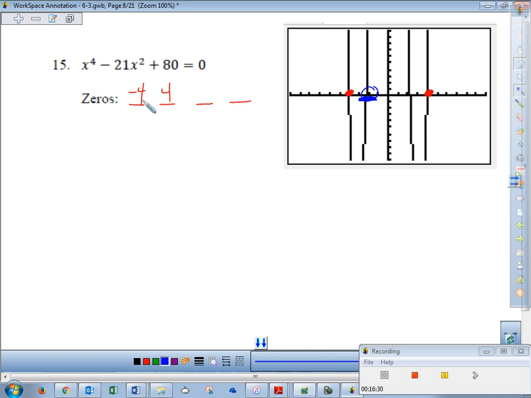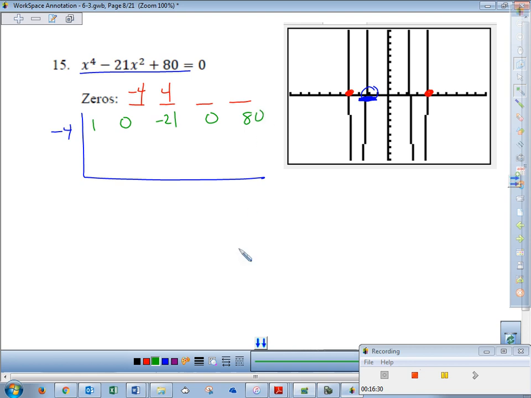You have to synthetically divide 2 different times. First time by this 0, second time by that 0. It doesn't matter which order you do them in. I just do them in the order that they're listed. So the first thing I'm going to synthetically divide by is negative 4. I take him and synthetically divide him. 1. There are no x cubes. There are negative 21x squared. There are no x to the first, and there are 80 constants.